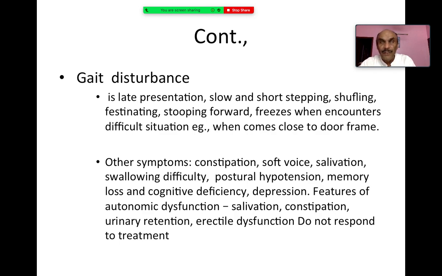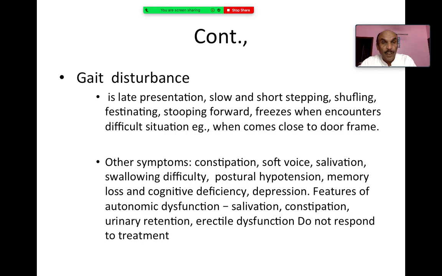These are the main features of Parkinson's disease, that is motor features, say tremor, bradykinesia, stiffness, and gait disturbances. These are all motor symptoms. Coming to the non-motor symptoms, there is a change in the voice, which becomes soft, and difficulty in swallowing. There is postural hypotension. He feels giddy when he suddenly gets up from lying posture. There is memory loss and cognitive impairment, and the patient goes into depression.